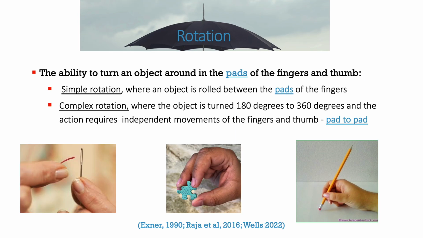Rotation is the ability to turn an object around in the pads of the fingers and thumb. Simple rotation, where an object is rolled between the pads of the finger. Complex rotation, where the object is turned 180 degrees to 360 degrees, and the action requires independent movements of the finger and thumb, pad to pad.